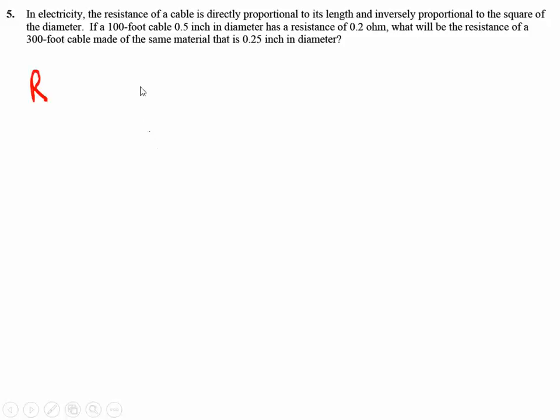Okay, so I'm going to put R for resistance of a cable is directly proportional to its length. So that means how long it is. That's going to be L times K. Inversely proportional to the square of its diameter. Time if you guys agree here. Inversely means I'm going to be dividing and then the square of its diameter. Alright, and all yours to figure it out.